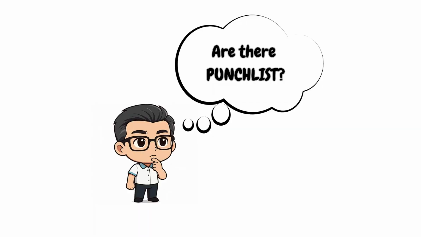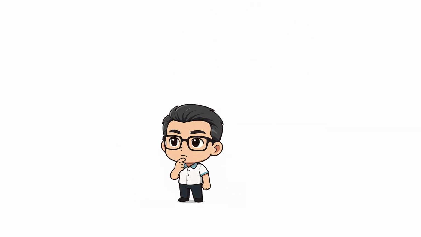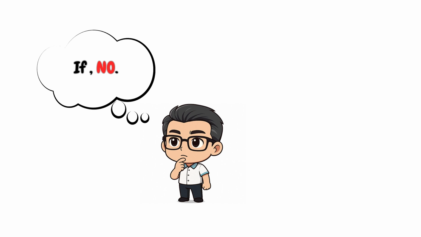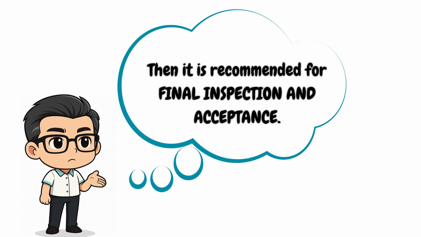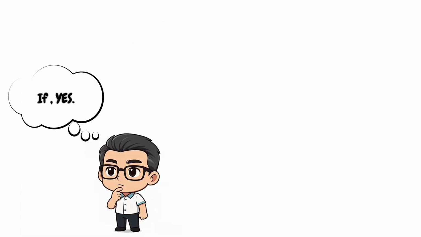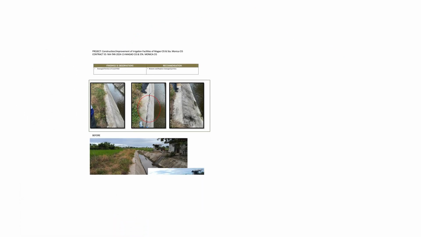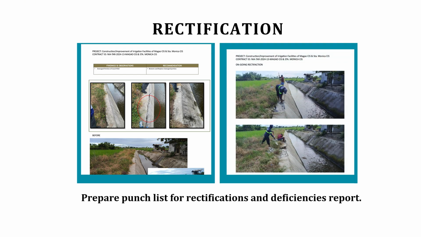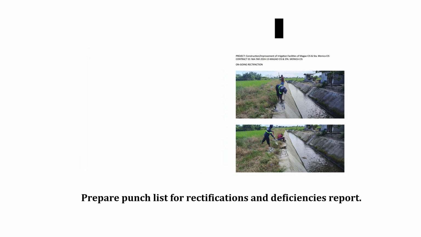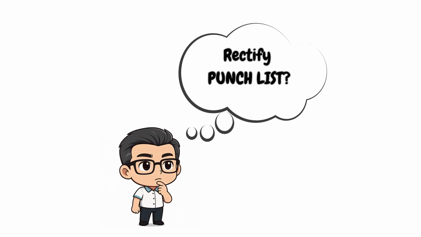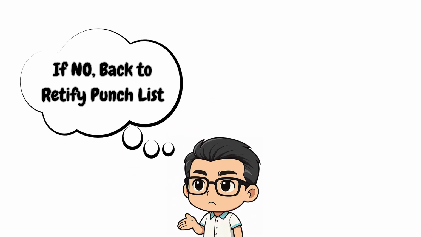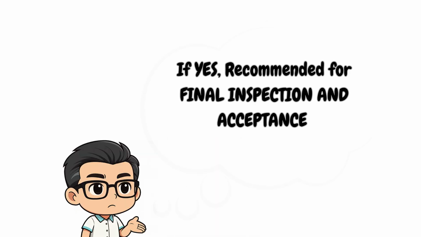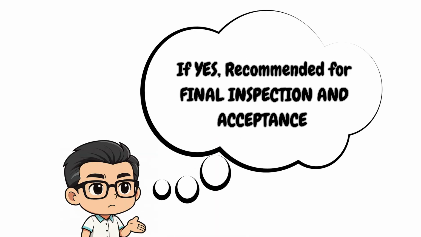After that, the question is, are there punch lists? If no, then it is recommended for final inspection and acceptance. If yes, prepare punch list for rectifications and deficiencies report. Rectify punch list? If no, then back to punch list. If yes, recommended for final inspection and acceptance.